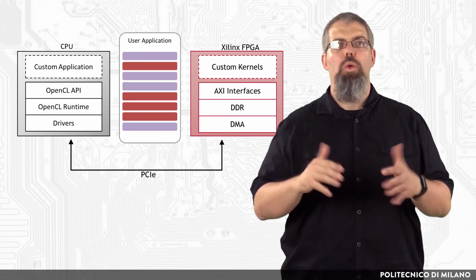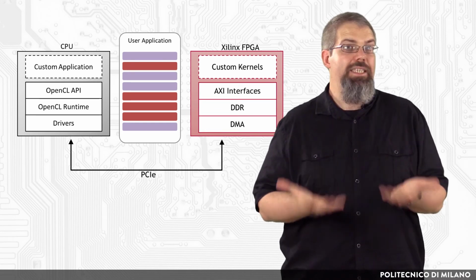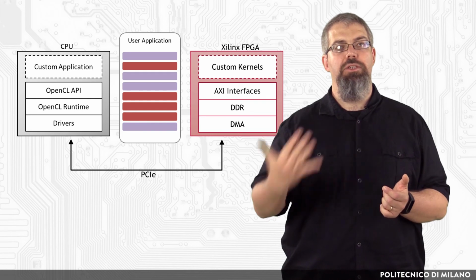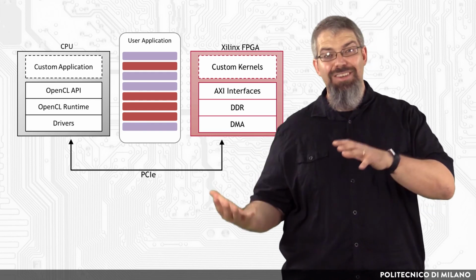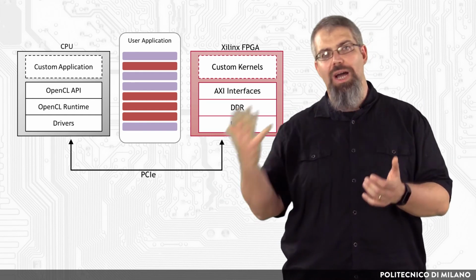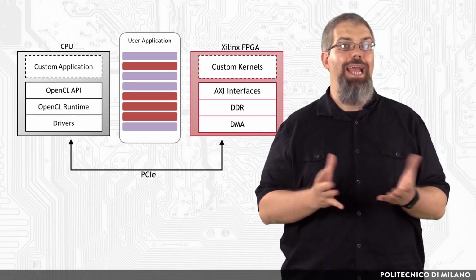At this point, once the DDR memory is loaded with the necessary data, the customer acceleration kernels can then read it, process the data, and write it back to the DDR using standard AXI interfaces.